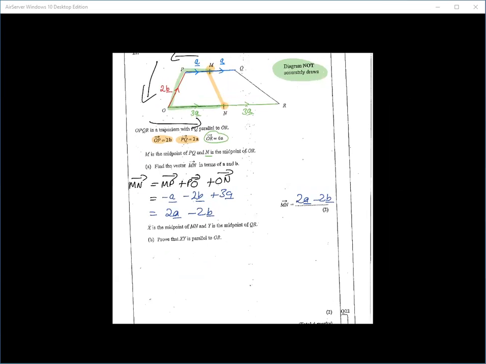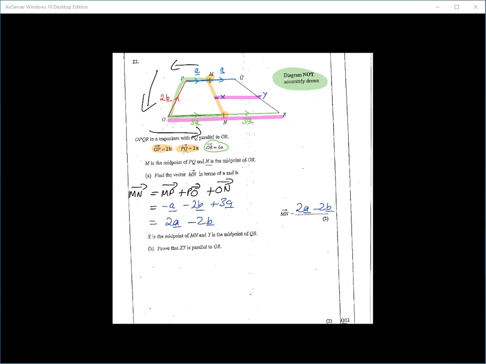Okay, next. It says here, M is the midpoint of MN. X is the midpoint of MN, and Y is the midpoint of QR. Prove that XY is parallel to OR. So put the XY. We have to go this way, like this. Is that right? Prove that that's parallel to OR. Where's OR? On the bottom. So we need to work out XY now.